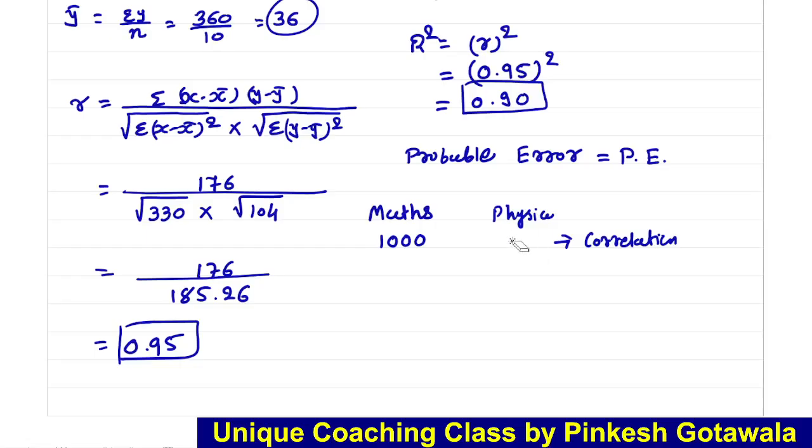So if we suppose here also 1000 in physics, both sets of students are the same: 1000 students gave the maths exam and also the physics exam.